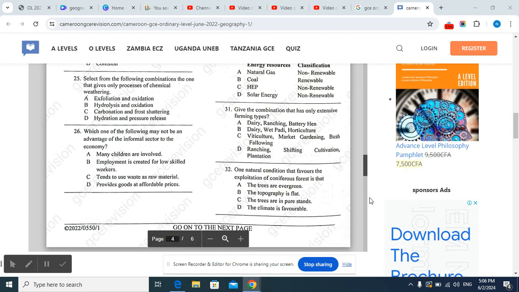Question 32. One natural condition that favors the exploitation of coniferous forest is that... The answer is C.